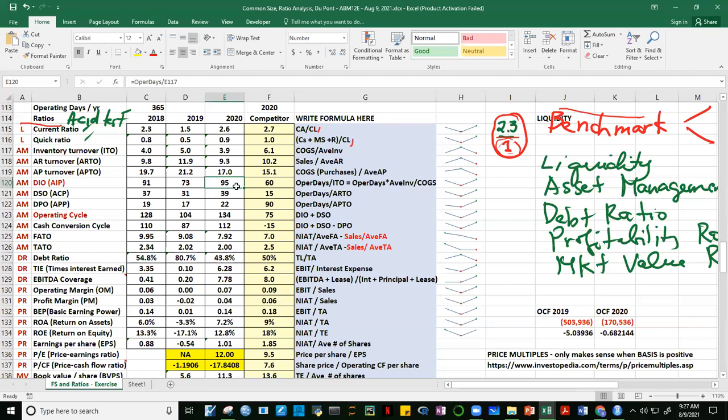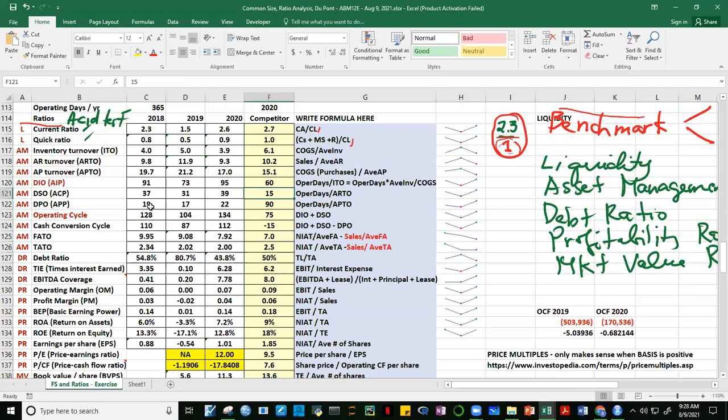Either the collection process of the company is very inefficient, it's not able to collect, or the quality of its customers is not that good. Or it's the way the system of collection is really not good, as compared to its competitor, which is able to collect in 15 days.